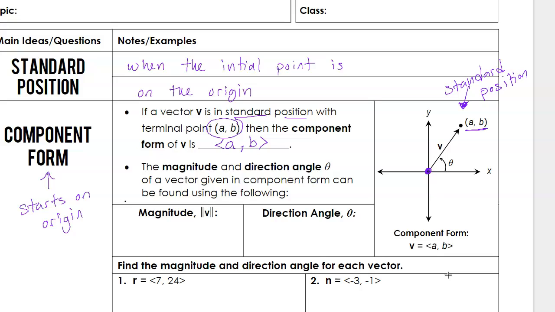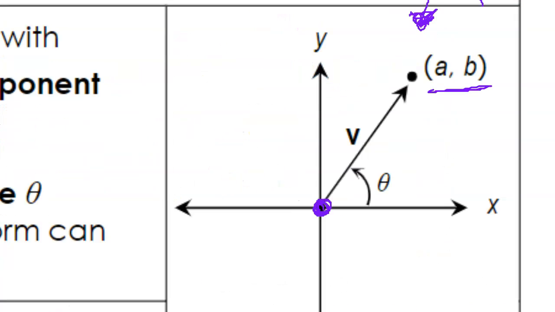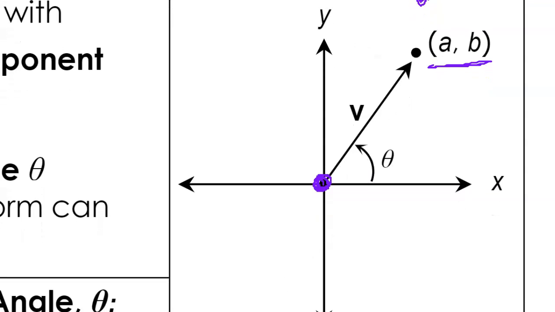And the reason why we stress component form in pre-cal is because it makes it easier to find magnitude and also the direction angle we're going to learn about in a second. The reason why it makes magnitude easier, I'm looking at this little picture here, and we know, okay, yeah, we use the distance formula to find the magnitude of v. But does anyone else know what else we can use to find the magnitude or length of v in this picture?